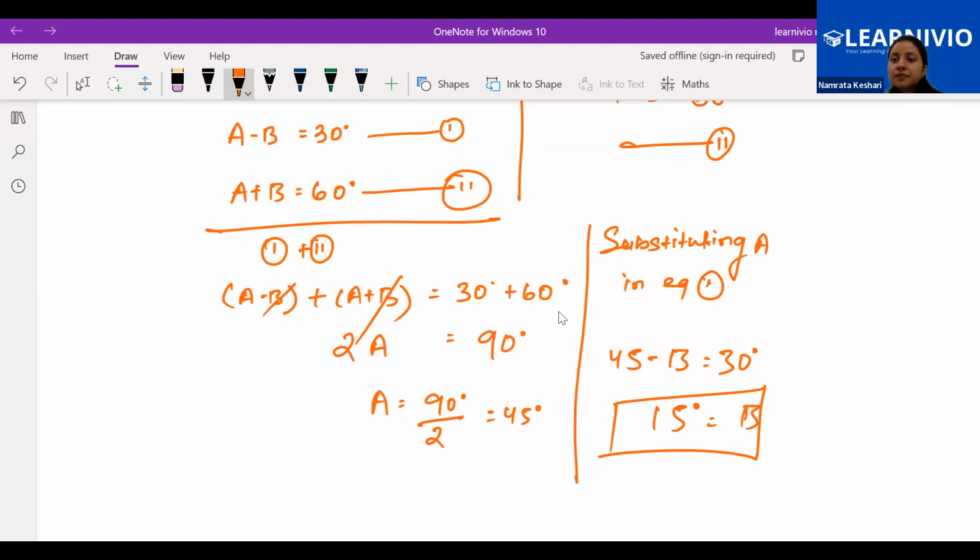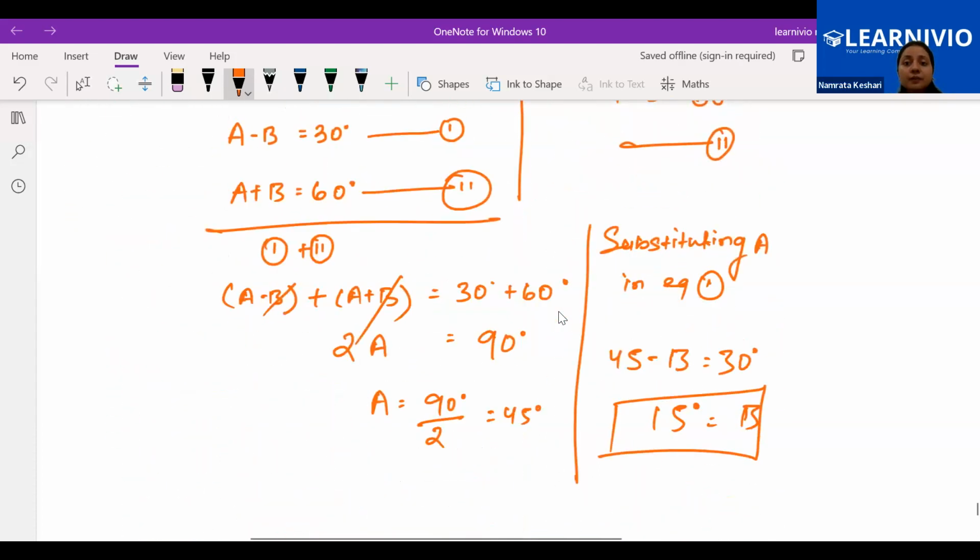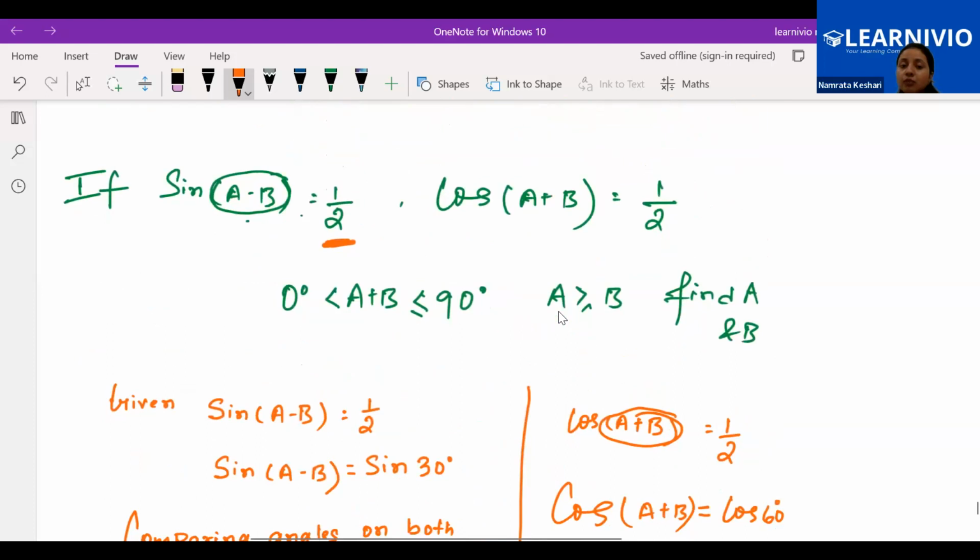Yes, ma'am. See, the concept which you have learned so far, 30 degree, 40 degree simplification, these type of questions are more important than that. Are you understanding what are we doing over here? We can only compare angle with angle, and hence this 1 by 2 we are having, we are writing it in terms of sine, and then we are comparing both side angles. Similarly for the cos, getting it? Yes.